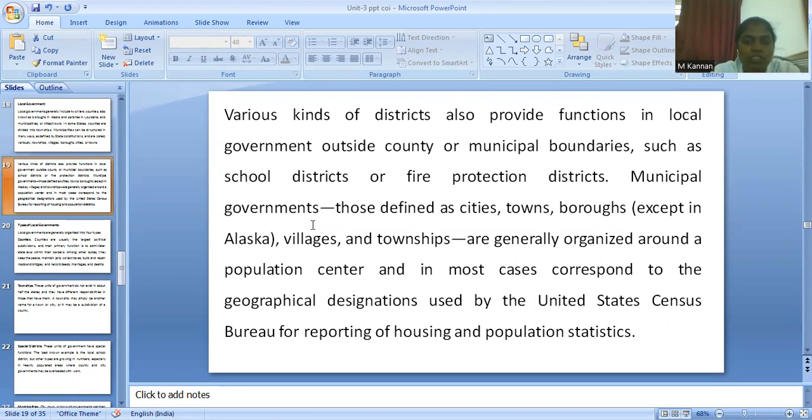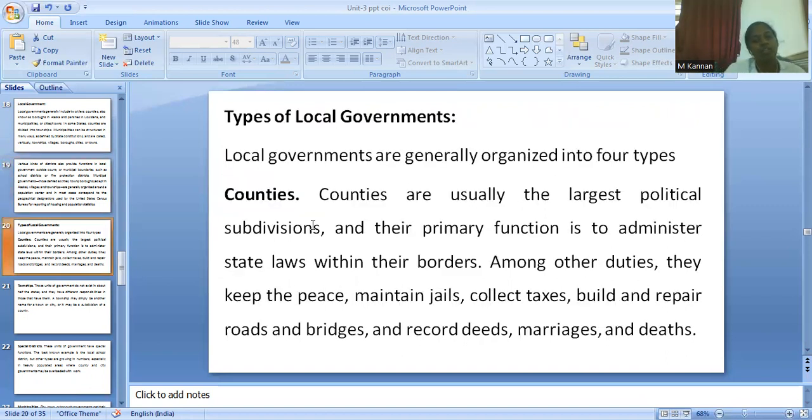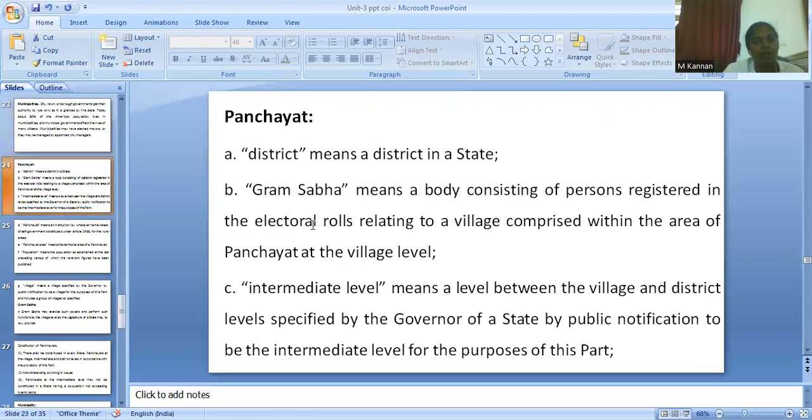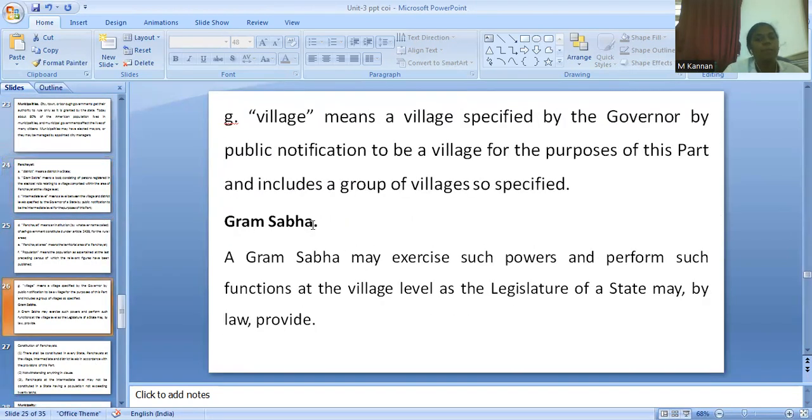Municipal governments, those defined as cities, towns, boroughs, villages, and townships, are generally organized around a population center and in most cases correspond to the geographical designation used by the United States Census Bureau for reporting of housing and population statistics. Types of local government. Local governments are generally organized into four types: counties, townships, special districts, and municipalities. Panchayat, Gram Sabha.